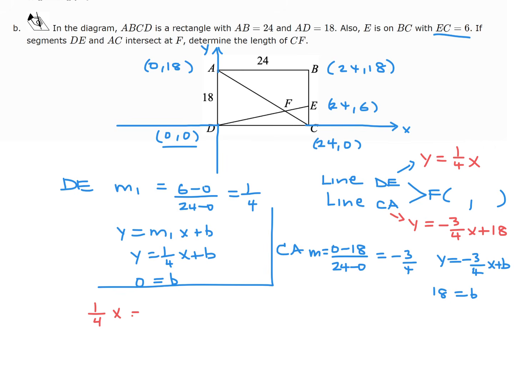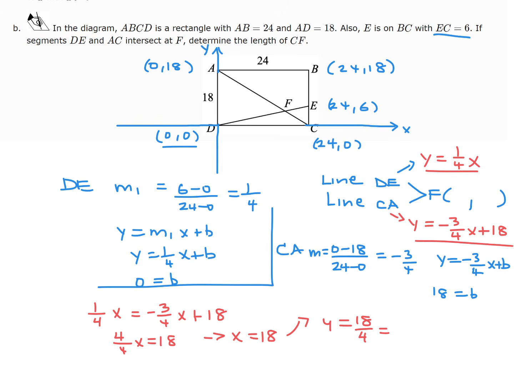1 quarter x is equal to minus 3 over 4 x plus 18. That's going to be 4 over 4 x is equal to 18. Therefore, x is 18. Let me just double check if I did this correctly. I think I did. Okay, so then substitute it back into either one of these equations to get the value of y. So y would be 18 over 4, which is 9 over 2, which is 4.5. Okay, now the final step. F, therefore, would be 18, 9 over 2.